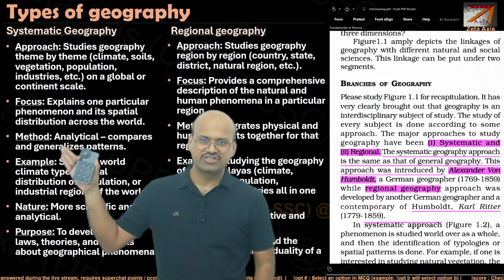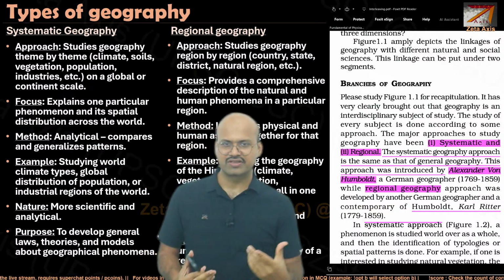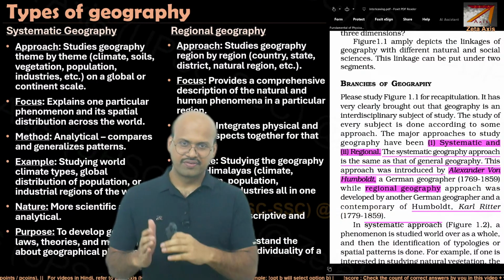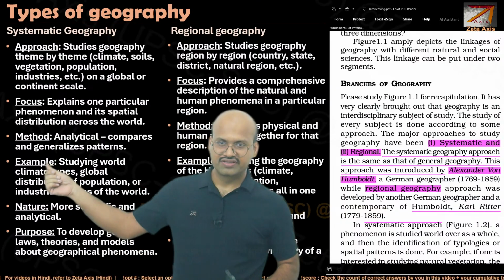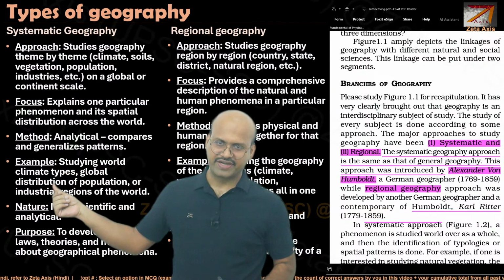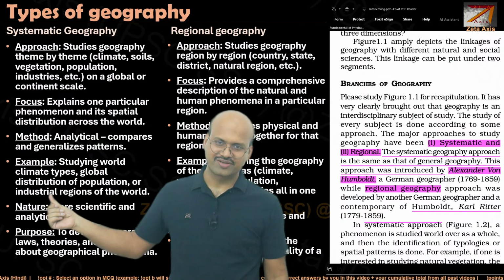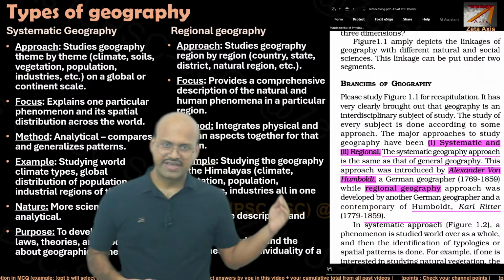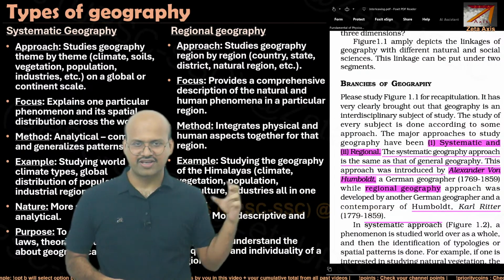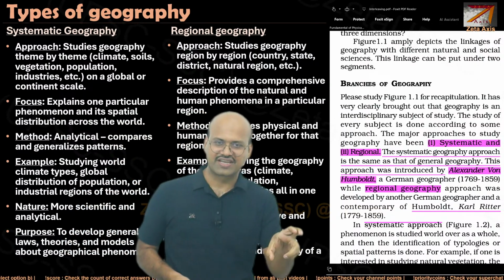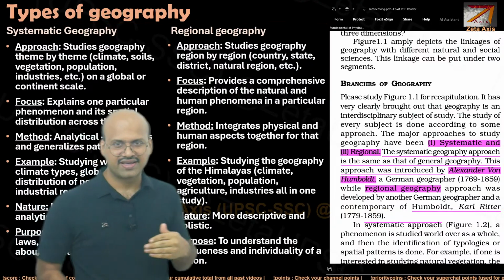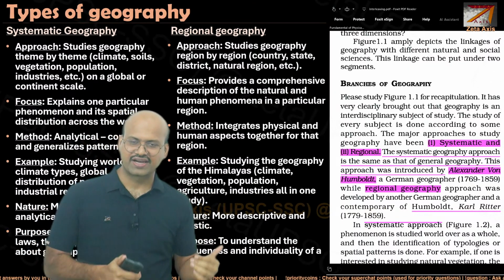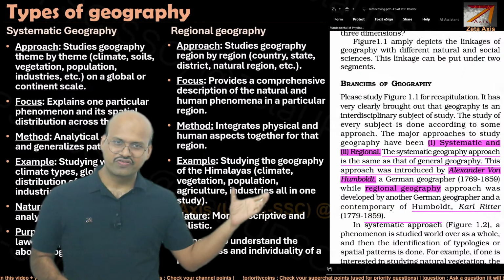This is about generalizing and coming up with patterns and making it more systematic. Here is an example, studying world climate. So you are studying the climate types, global distribution of population, or industrial regions of the world. Here is an example for regional geography, studying the geography of the Himalaya. So we are taking a region and then we are trying to understand why there are ridges, why there are these dune valleys, and why there are this kind of rivers which are flowing. So we understand everything.